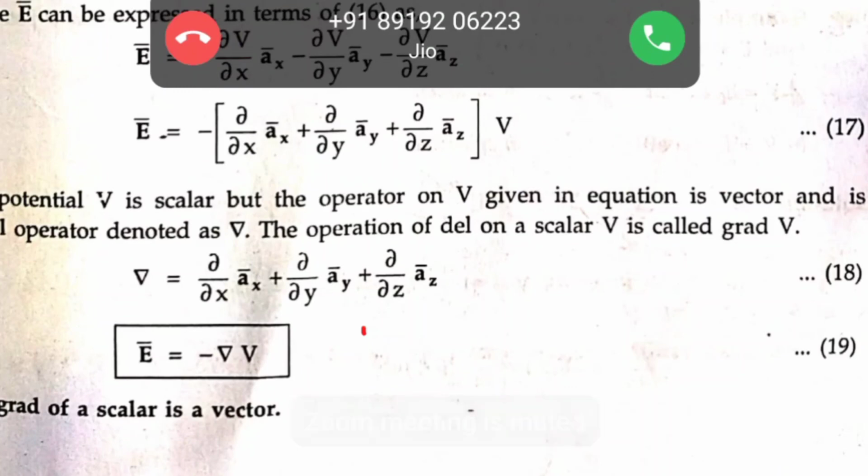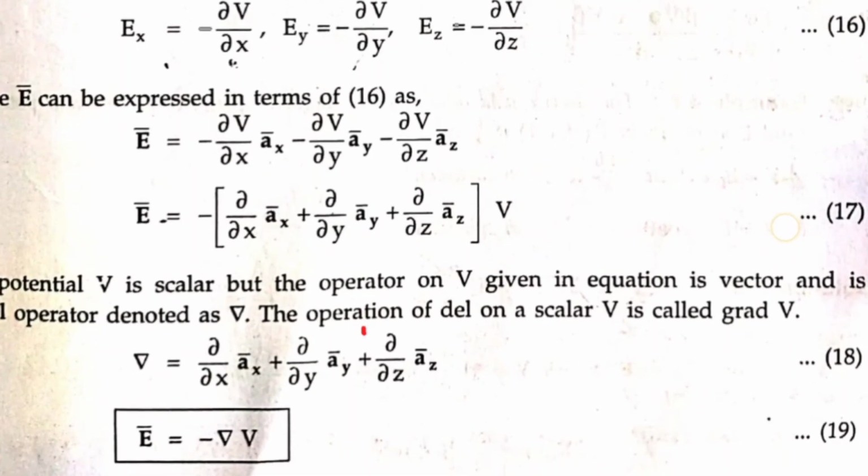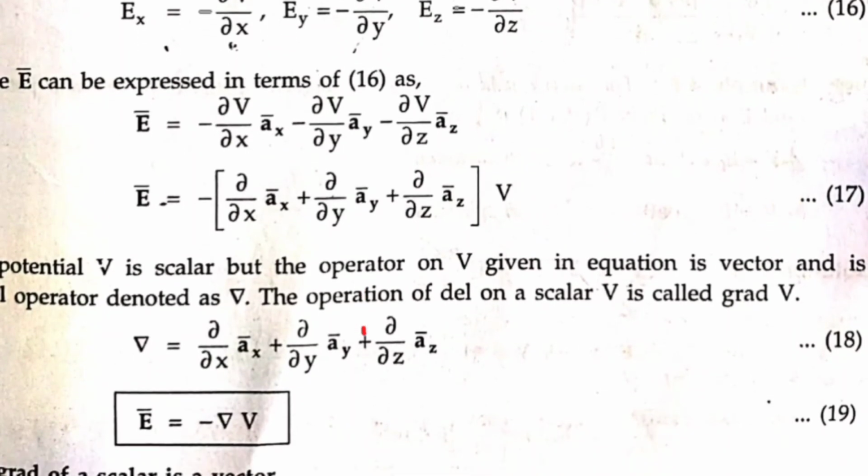That is the potential gradient. We can write E equal to minus del V, where del is nothing but dou by dou x ax plus dou by dou y ay plus dou by dou z az. That we have to remember. This formula is very important for the coming chapters.